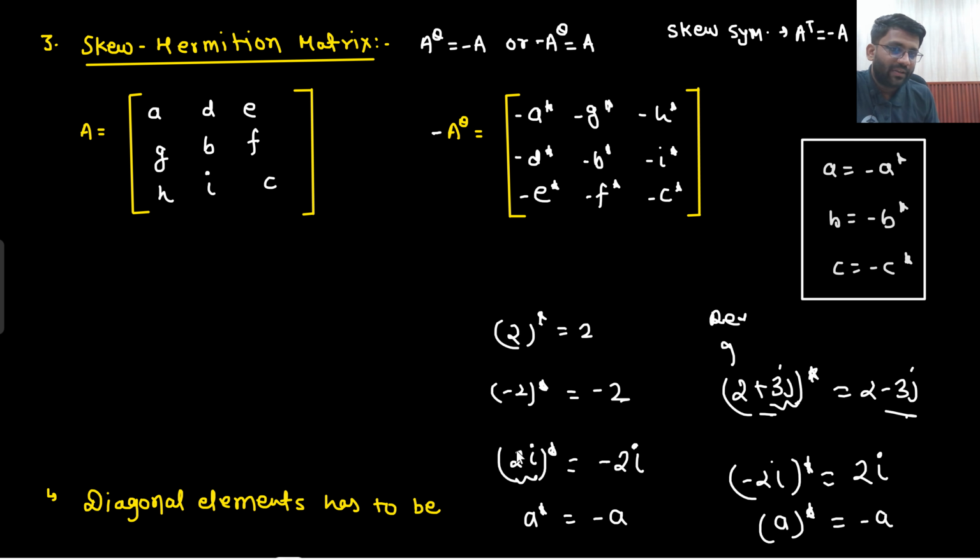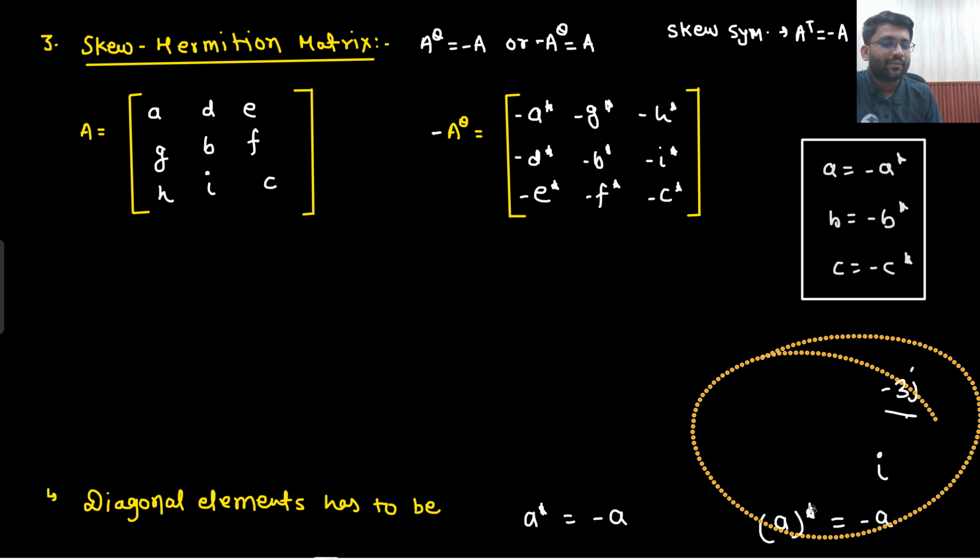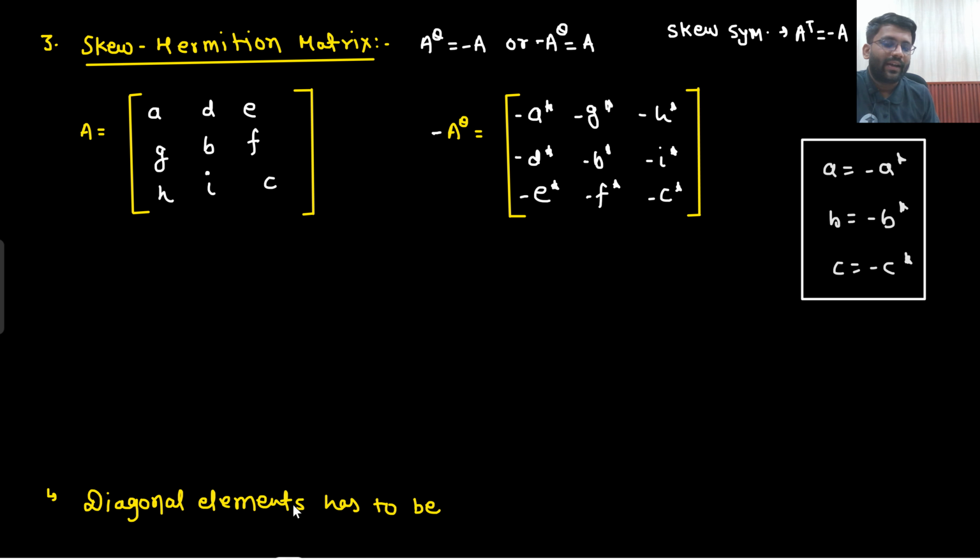So if it is purely imaginary, then what you will get? A conjugate equals minus A. So what you will write down? The diagonal element of a skew-Hermitian matrix has to be purely imaginary or 0.